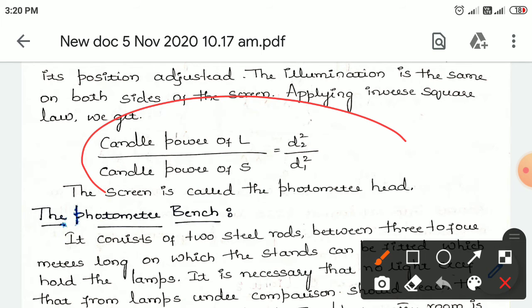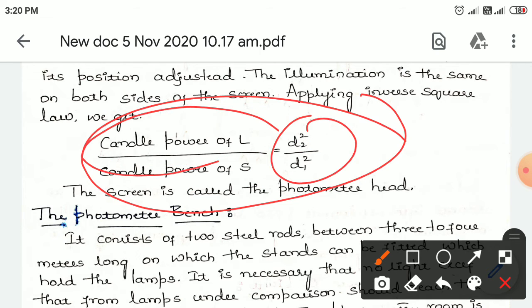Just by substituting the distances and the candle power of one particular lamp, you can find out the candle power of the other lamp. This method of finding the candle power is called photometry. The setup used for this is called a photometric bench, and the measurement of candle power using the photometric bench is photometry.